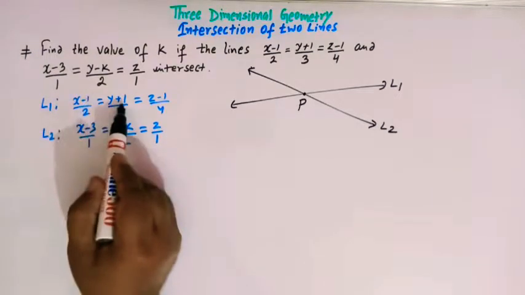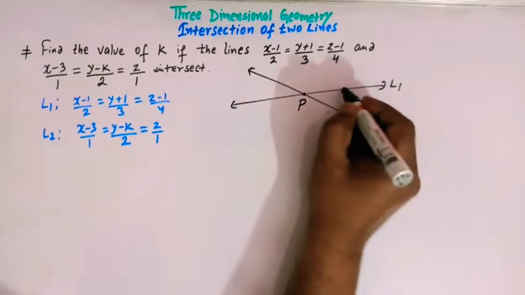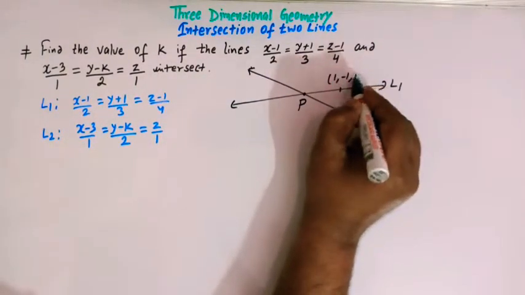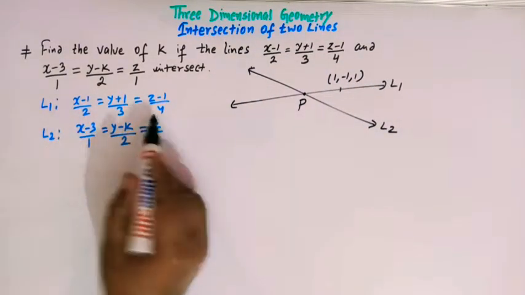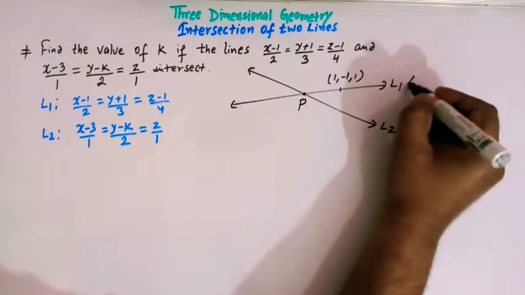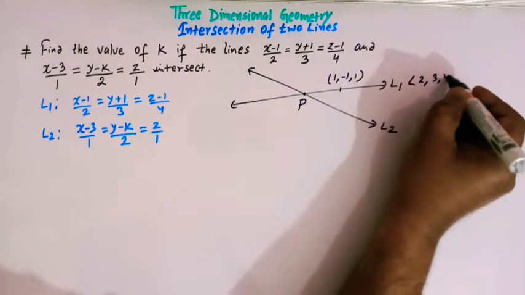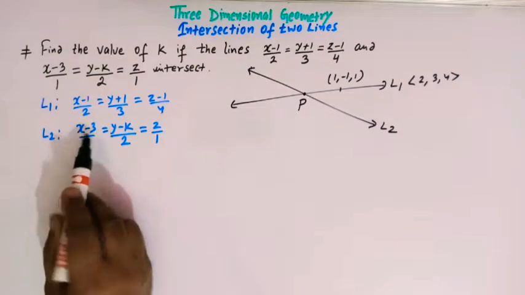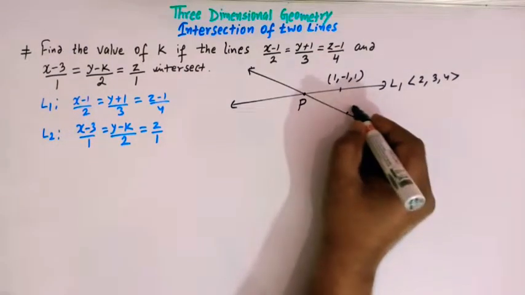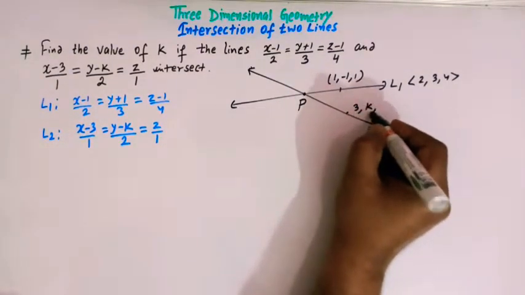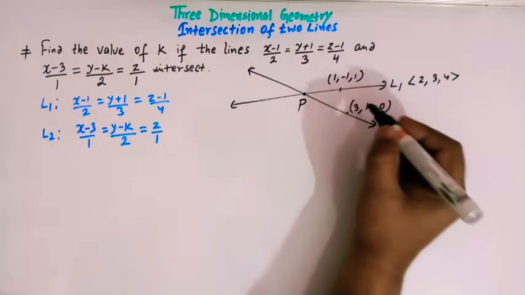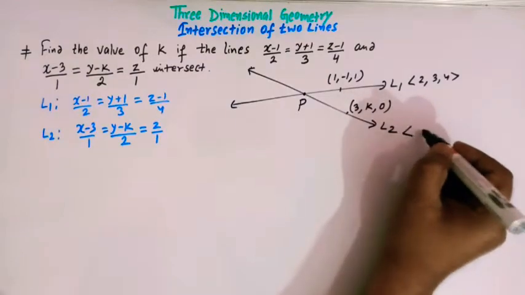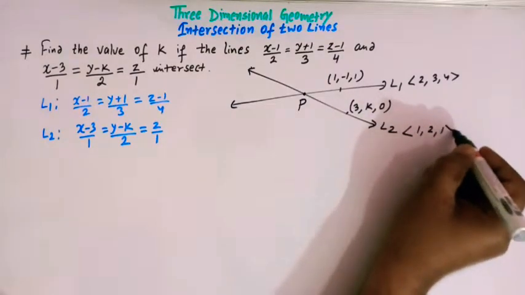Here we are given that this line L1 passes through (1, -1, 1), and the direction ratios of L1 are given by 2, 3 and 4. And similarly L2 passes through the point, say, (3, k, 0), and the direction ratios of L2 are given by 1, 2, 1.